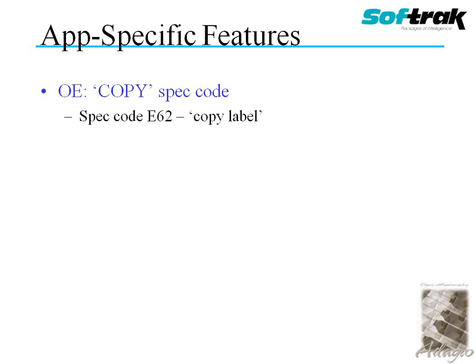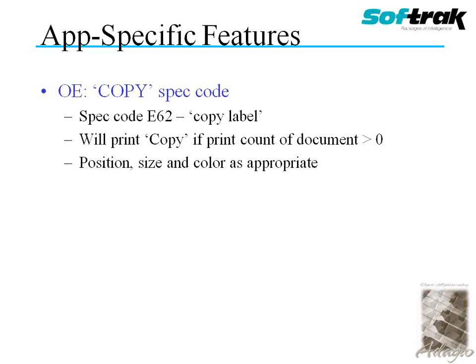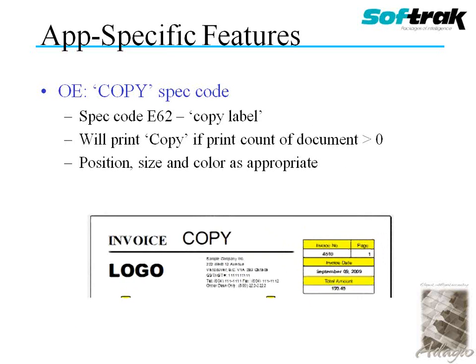Essentially all you need to do is add the field code E62, and it's called copy label. It will automatically look at the document, and every document in order entry stores a print count: how many times has this document been printed? And if it's been printed at least once, that print count is greater than 0, it will print the word copy. So wherever you put that on your specification, make it nice and big and red if you want to, just choose that as you require. And so you can have the word copy print at the top of the form in whatever color or size you want if this document has been printed before.